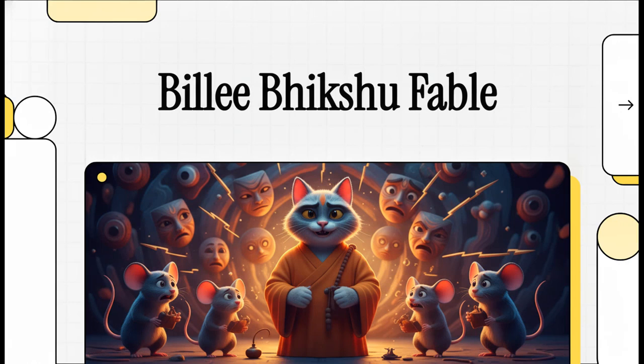Let's jump right into this explainer of the classic Hindi animated fable, Billy Bhikshu, or the monk cat. Today, we're breaking down a wild story of cunning deception, survival, and ultimate justice. But we aren't just looking at the plot here. We're actually analyzing this through the lens of Hindi 3D AI video story creation. Specifically, we're going to zero in on something called actor momenting.